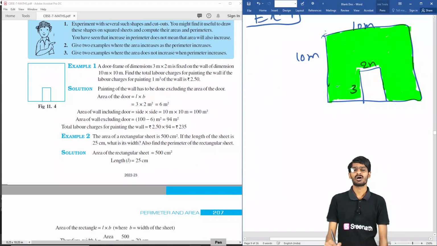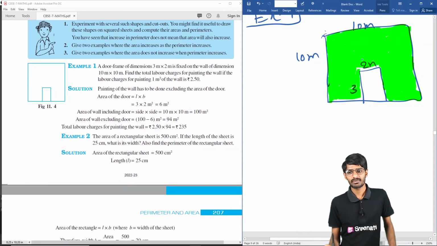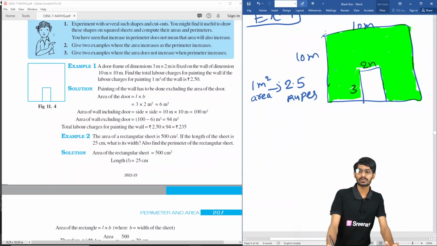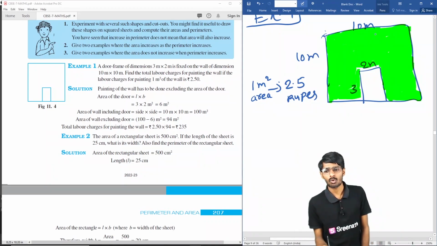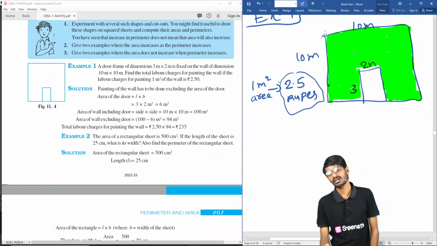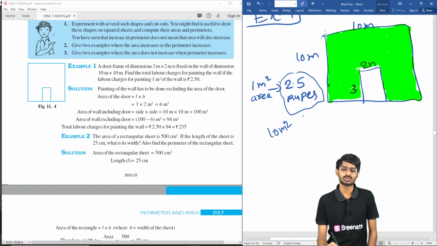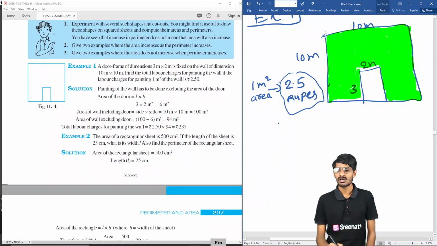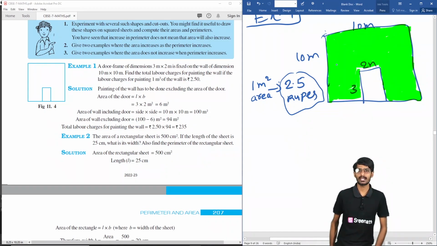For painting the wall like this, how much does it cost? What are the labor charges? For painting 1 meter square of area, the cost is 2.5 rupees. 2.5 rupees for 1 meter square area. But here, how much area do they have to paint? If you know the total area they have to paint, then based on that, since it takes 2.5 rupees for 1 meter square area, for 10 meter square area it is simply 10 into 2.5 rupees, or for 50 meter square area it is 50 into 2.5 rupees, like that. But the question here is how much area it is. We have to find out the total area to be painted.